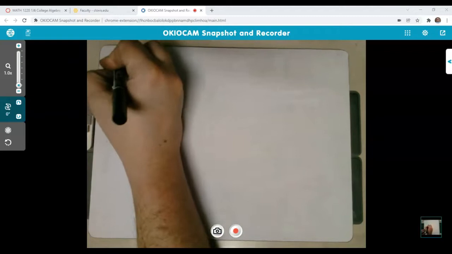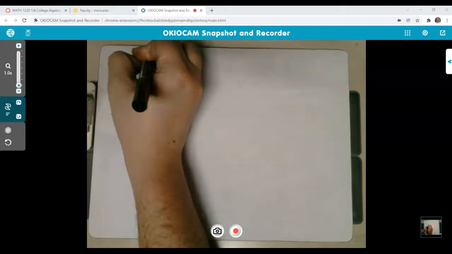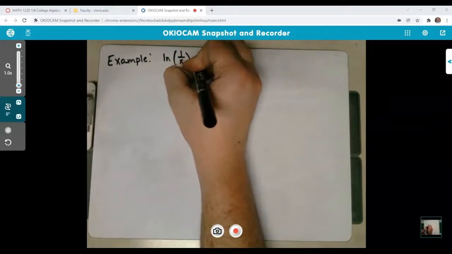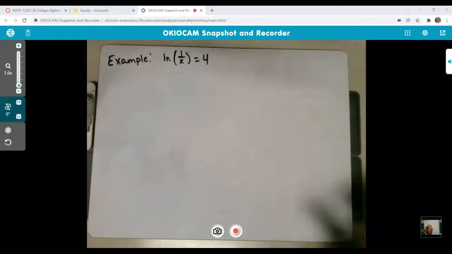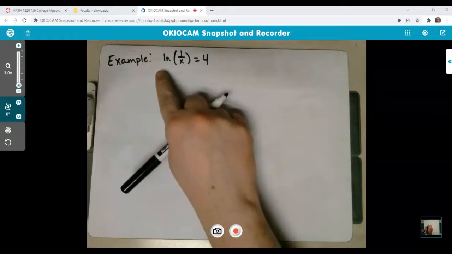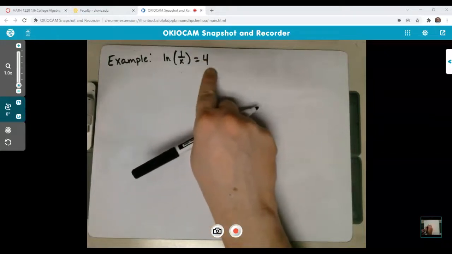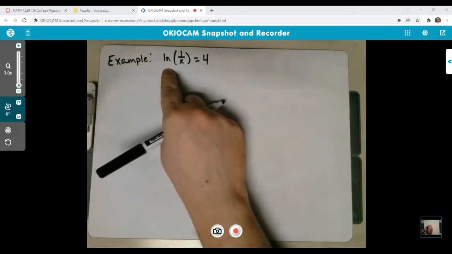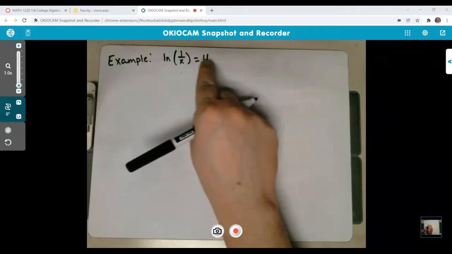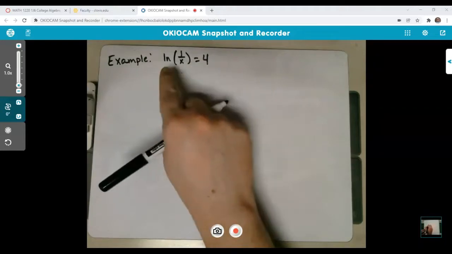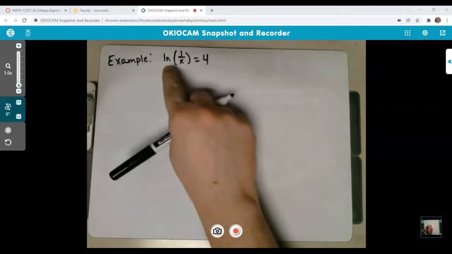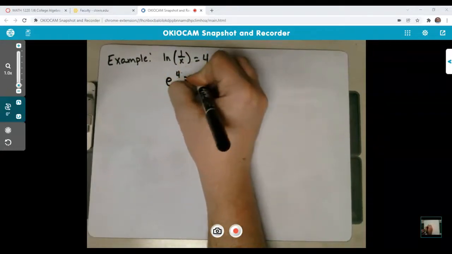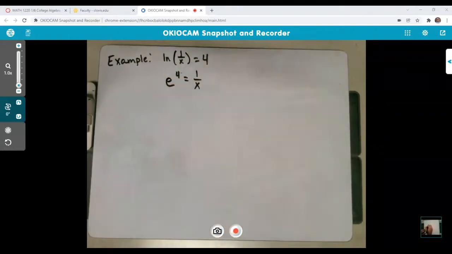Let's do ln of 1 over x is equal to 4. So remember, a logarithm tells me the power. Since I know ln is log base e, I know my base is e and my power is 4, right? Because a logarithm tells me what the power is. So my base is e, my power is 4, and I should get 1 over x.